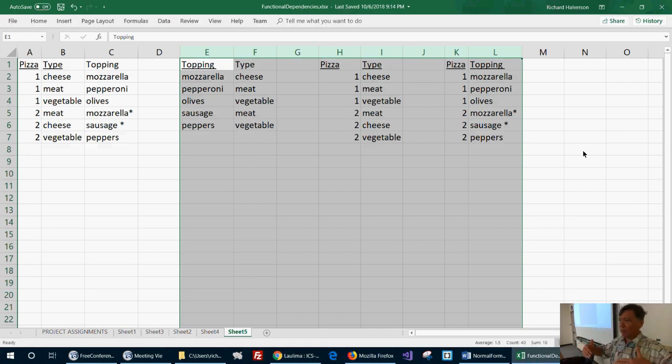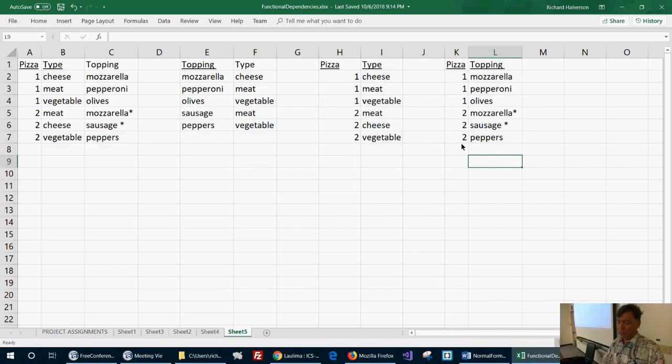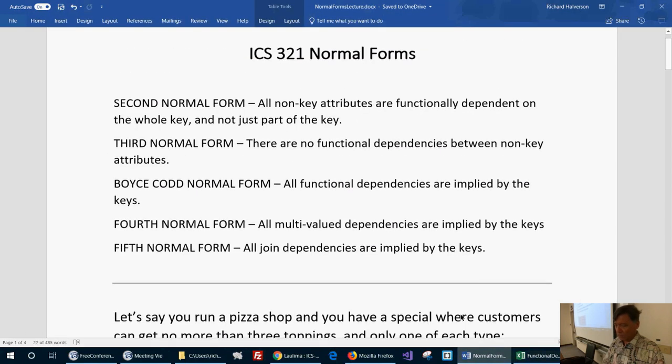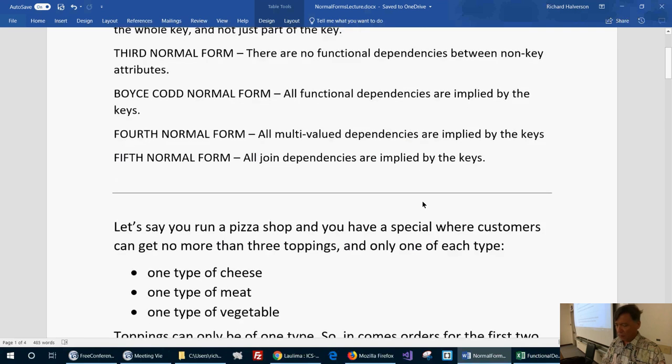When we add a topping for a pizza, we need to be able to add it into every one of them, except for this one. But we need to be able to add it into here, and we need to be able to add it into here. If we cannot add it into either one of them, then it violates one of the integrity constraints.